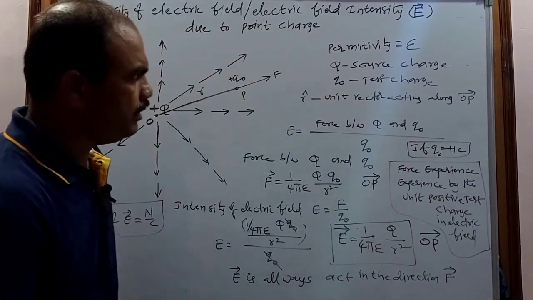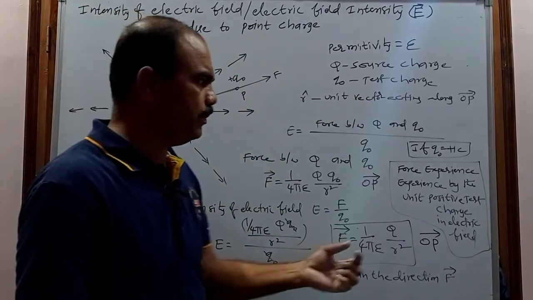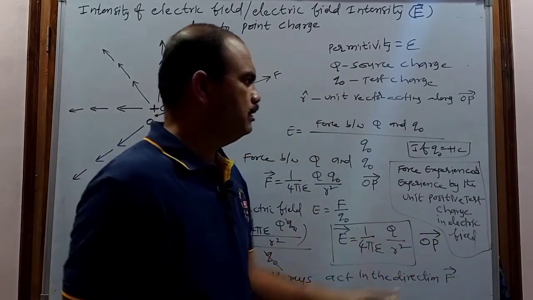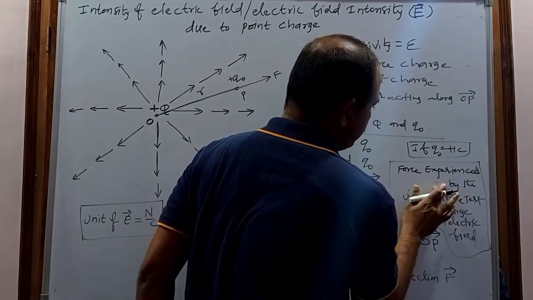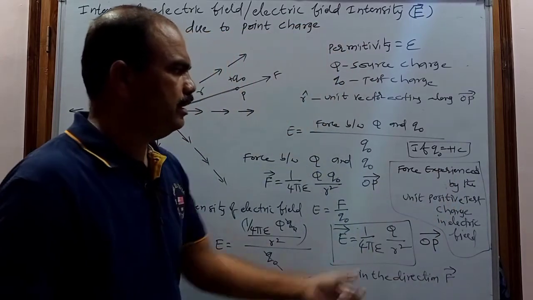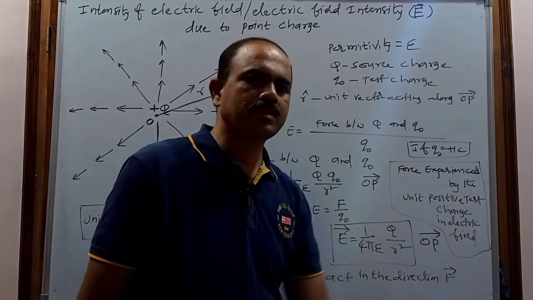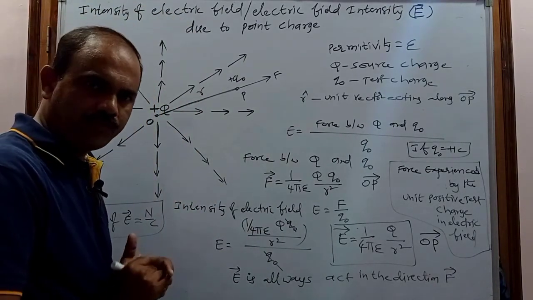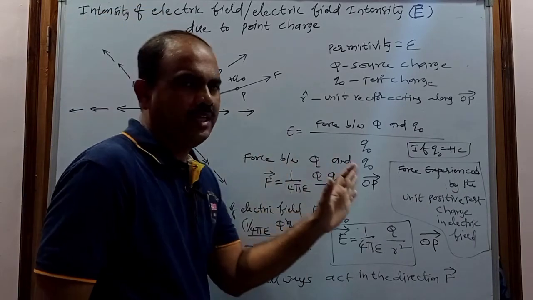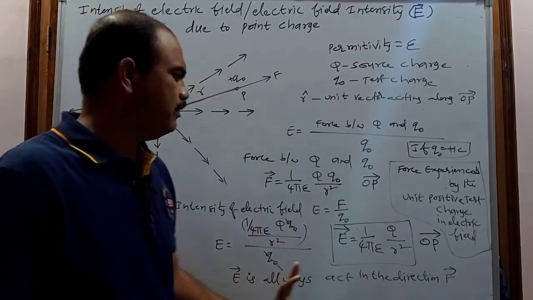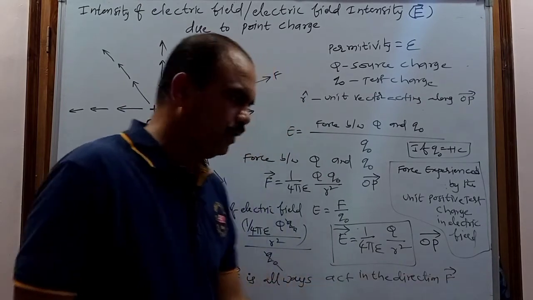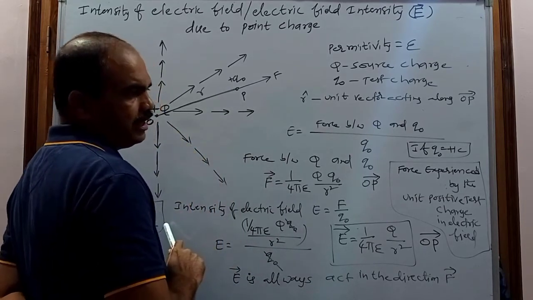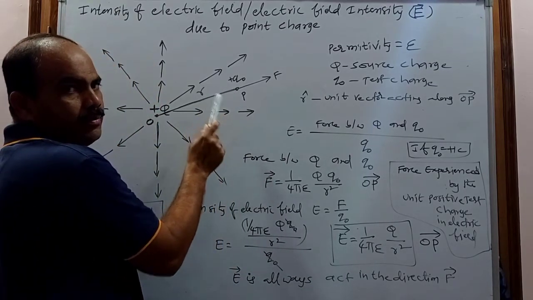What is the definition of intensity of electric field or electric field strength? Simply the force experienced by the unit positive test charge in the electric field is called the intensity of the electric field. The intensity of the electric field is also a vector. It acts in the force direction. We observe the force between the test charge and source charge, and the intensity of the electric field at a point in the electric field.